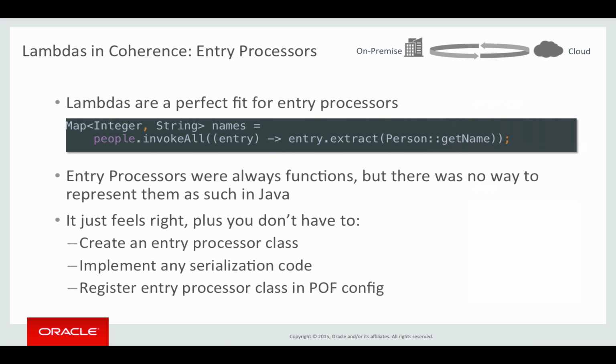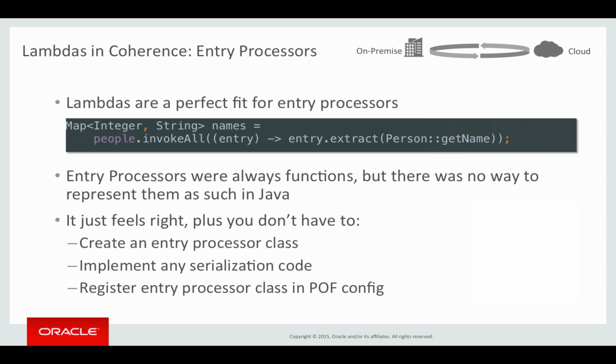If you think about it, entry processors were always functions that we wanted to apply to cache entries, but we had to implement them as classes because that was the only option Java provided. This also meant that we had to implement them as serializable classes because we were marshalling across process and network boundaries. And if POF was our chosen serialization format, which for most customers it is, we had to implement serialization code, register them in POF config, etc. It worked, but it was a bit more cumbersome than it had to be.